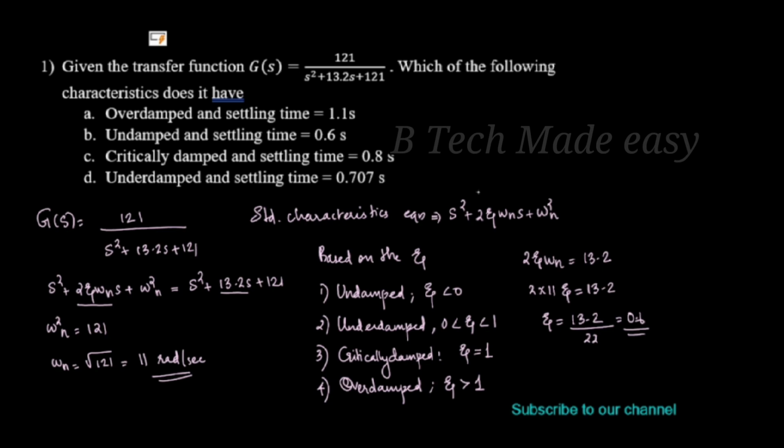Okay. Then you have to find what is the settling time. Here, to find the settling time, no tolerance is given. So, we have to consider 2% tolerance. The equation for finding the settling time Ts is equal to 4 divided by ζωn. So for 2% tolerance, Ts is equal to 4 divided by 0.6 into 11, which is equal to 0.6 seconds. So this is the correct value of settling time.